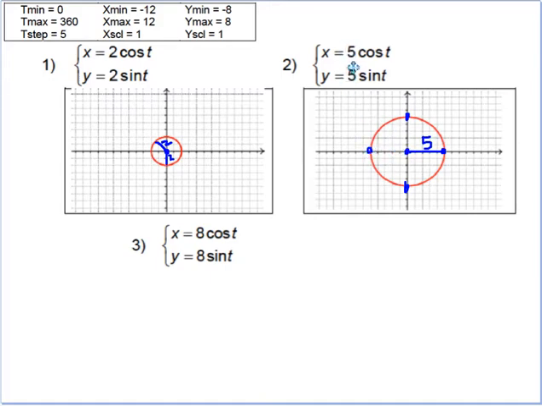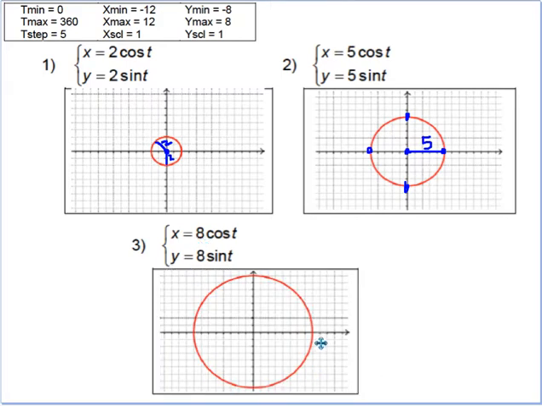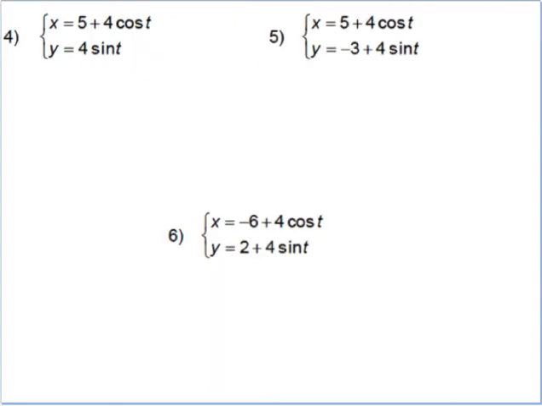Because whatever we're multiplying by was 5, we're going to have a circle that looks like that, so it's a little bit bigger. Now for problem number 3, your radius is going to be 8, so an even bigger circle. From here to the edge is 8 tick marks. Go ahead and draw those in and then move on.